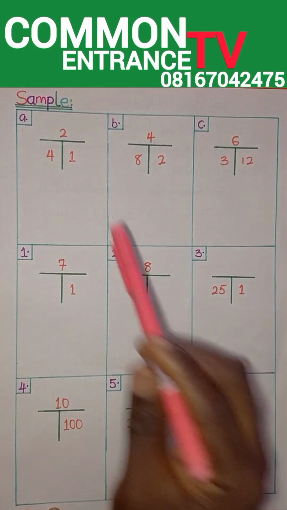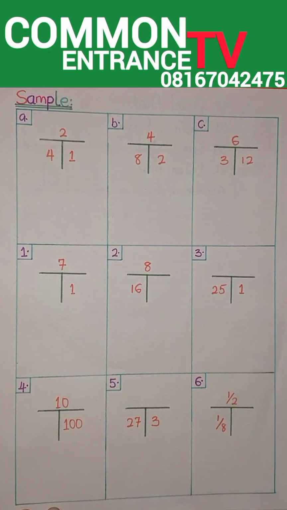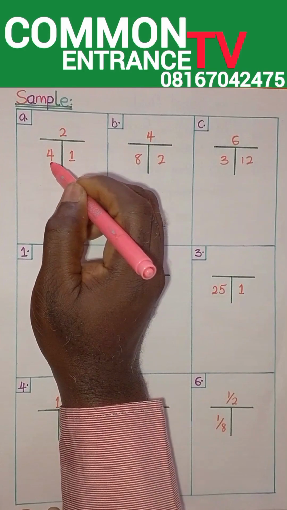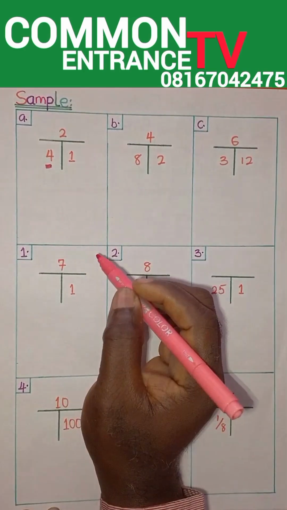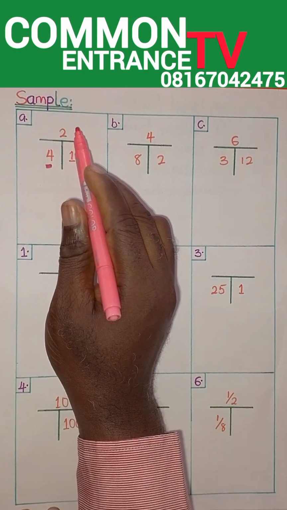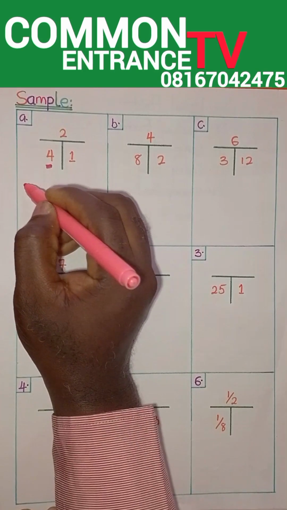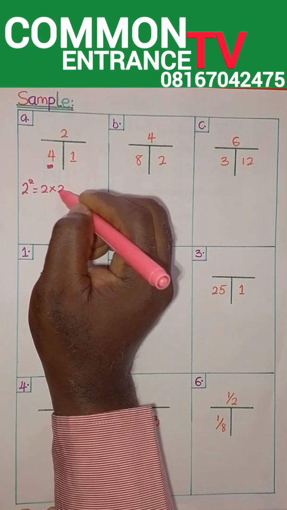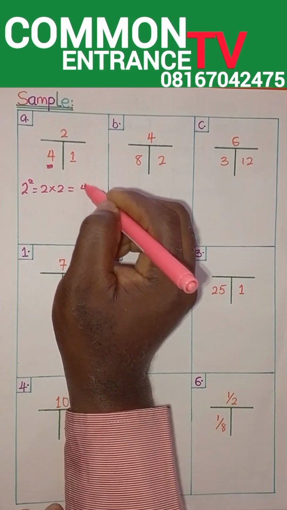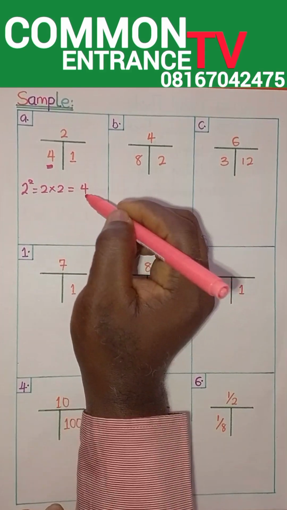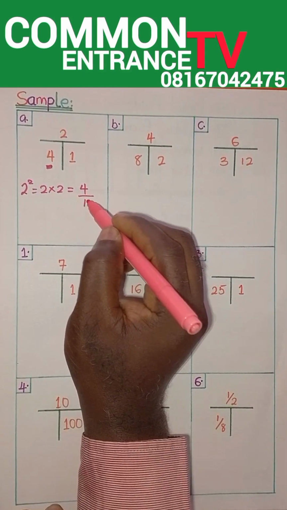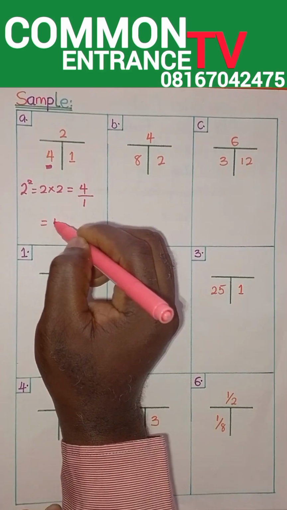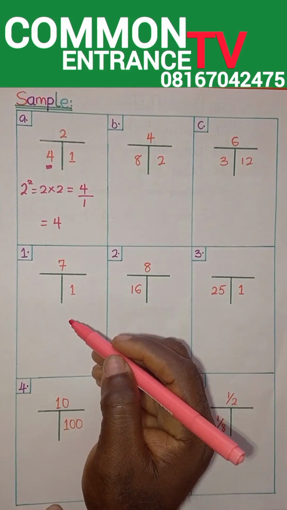And in this sample here, we have 3 numbers. Now let's assume this number is missing. So how do we find this? The number at the top, you square it, that is 2 square, which is 2 times 2. 2 times 2 will give us what? 4. And then you divide by this number, which is 4 divided by 1. It will still give you 4, which is this number here.